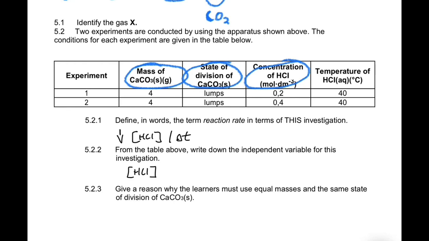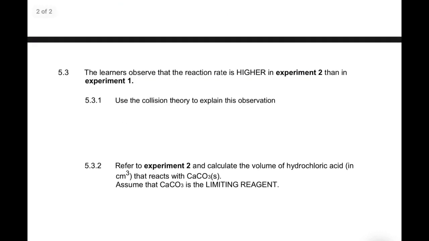So we need only one variable to be changing, right? In that way, the investigation is fair, right? It becomes a fair test or a fair comparison. So for 5.2.3, we need the masses and the state of division of CaCO3 to stay the same, so that the experiment can be fair. Let's move to 5.3.